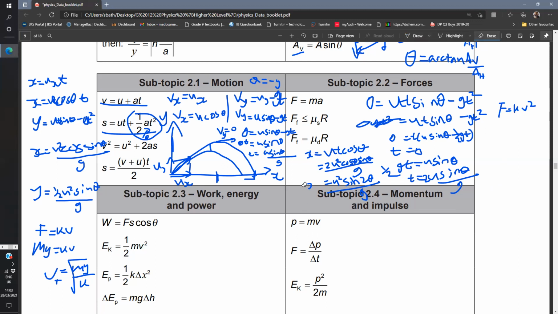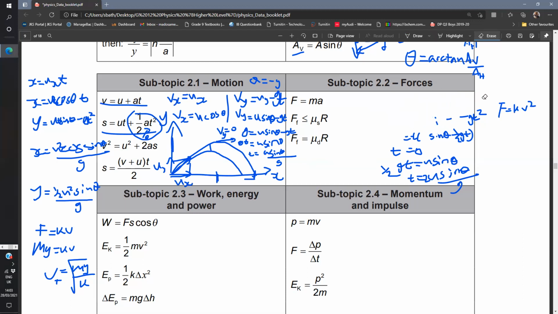So now I'm just going to clear up some space, and we will be looking at the next topic, which is forces. So the first equation that we should know is Newton's second law of motion, which is F is equal to ma, or the summation of forces is equal to ma. Whenever you are resolving any problem, you should have this formula in mind.